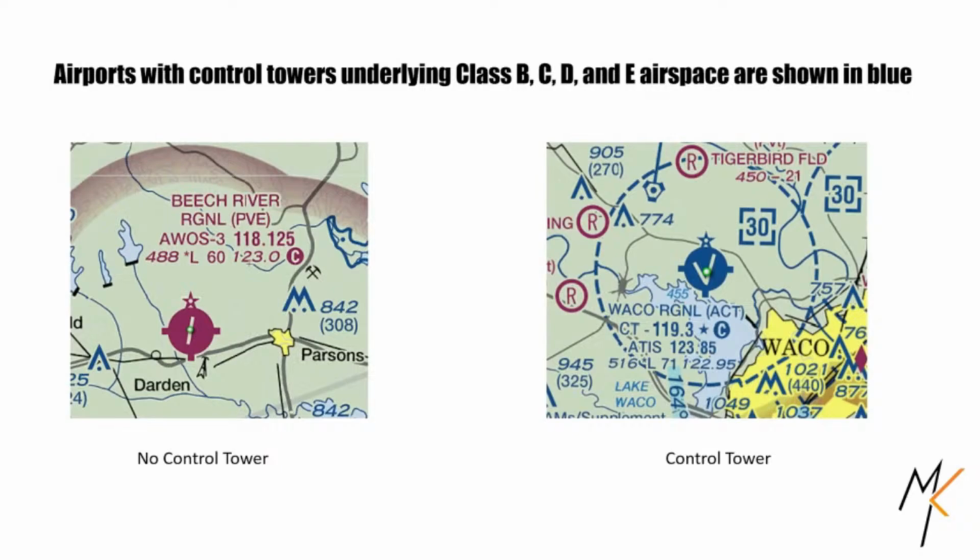So for starters, besides the blue and magenta representing a class of airspace, they can also tell you if the airport has a control tower or not. Airports with control towers that underlie classes B through E are going to be labeled in blue. If it doesn't have a control tower, it's going to be labeled in magenta.